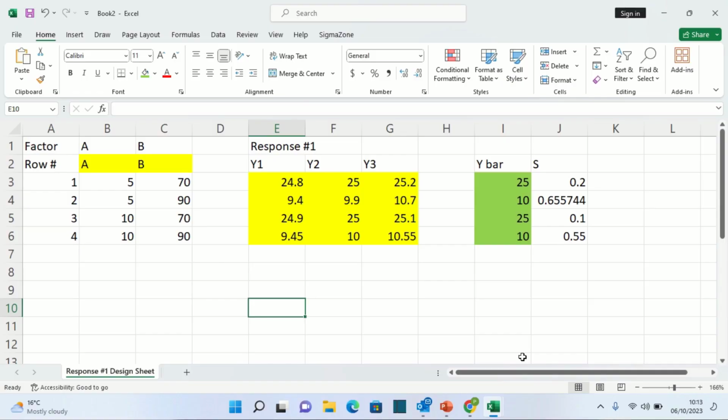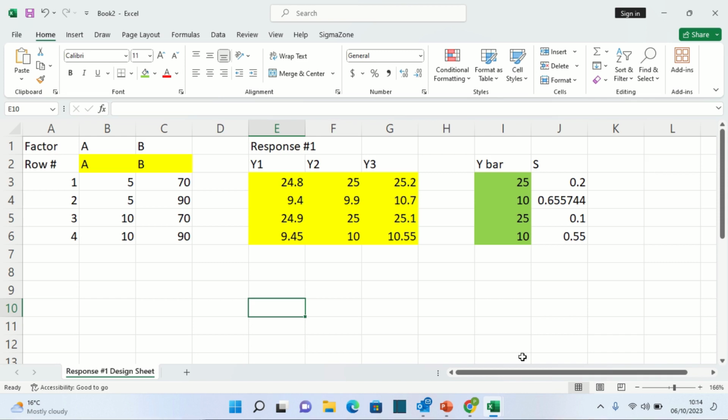Okay, so here we are. SigmaZone has set this up for us. It's set up the pattern on the left, 5 and 10, 70 and 90. We've collected the data in the yellow fields. I've only got 3 data points per row. This should of course be closer to 10 data points per row. I kept that number down purely to keep this on the screen and make it really easy to see what's going on.